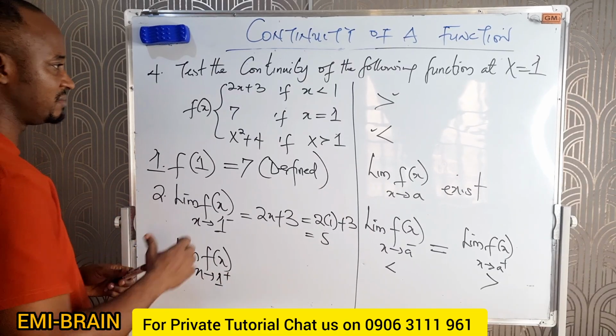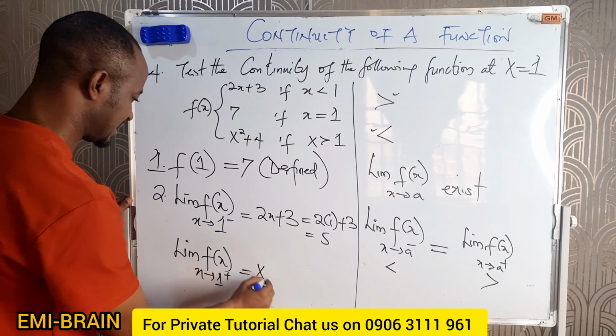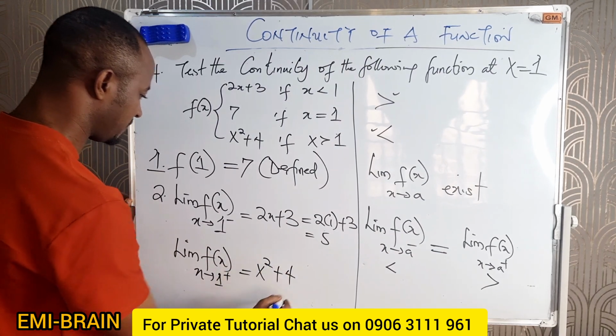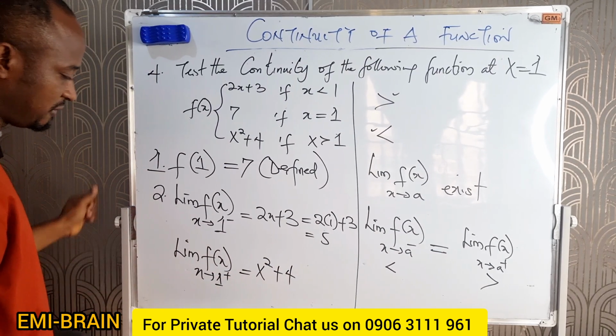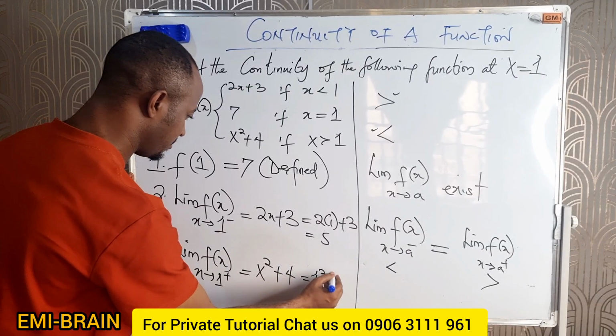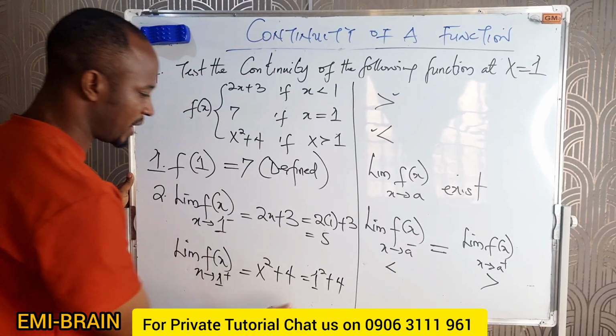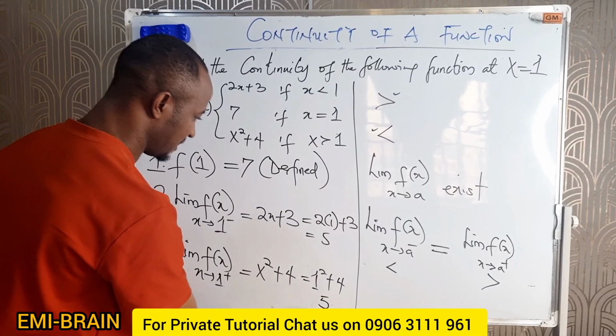So let's see the limit of f of x as x approaches 1 on the right hand side. Right hand side simply means greater than, so I'm going to use x squared plus 4. So let's see what we're going to get here. We have 1 squared plus 4. 1 squared is 1, plus 4. We have 5.